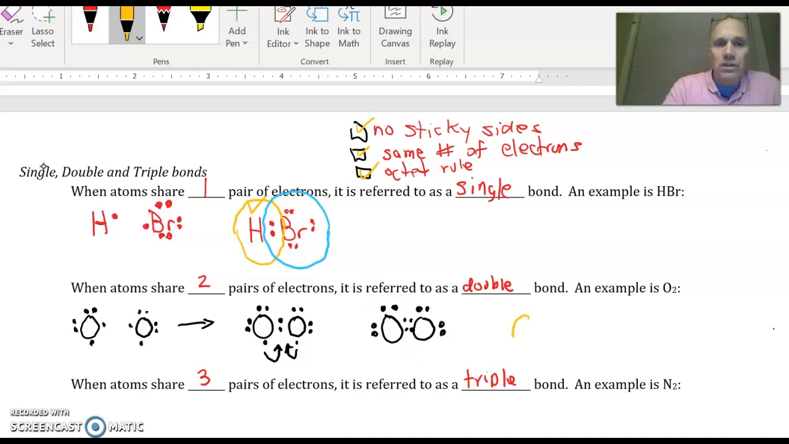Oops, let me change. We want to clean this up by representing these bonding pairs as lines. And the way you do a double bond is you draw 2 parallel lines like this. Then we want to go ahead and fill in the lone pairs. And this is what you would call a double bond.